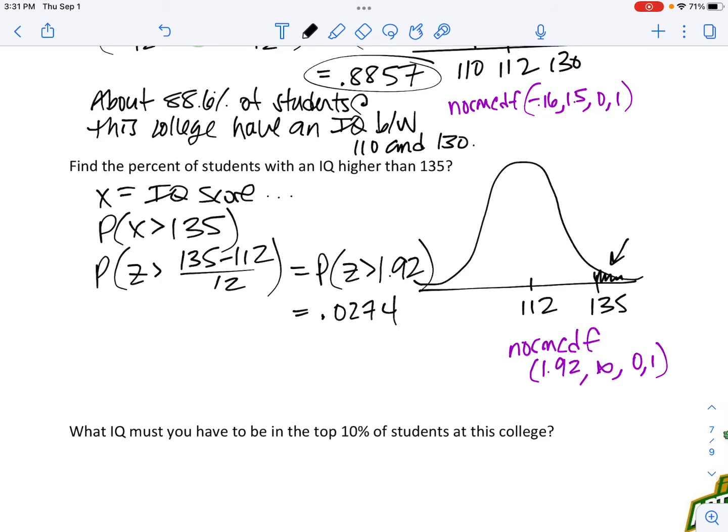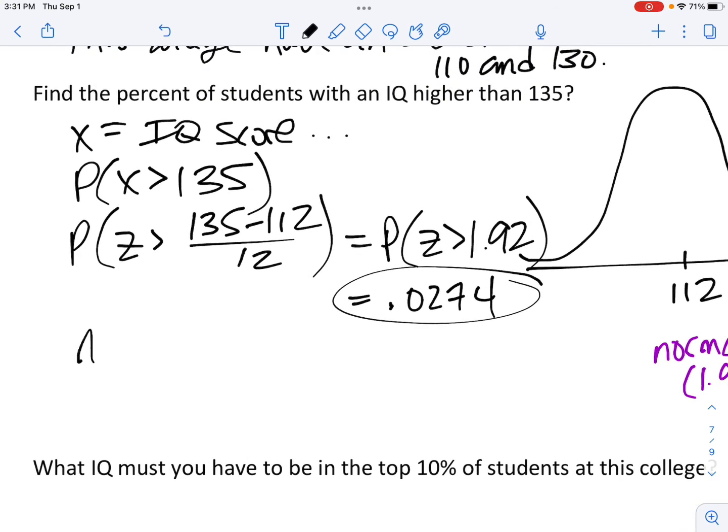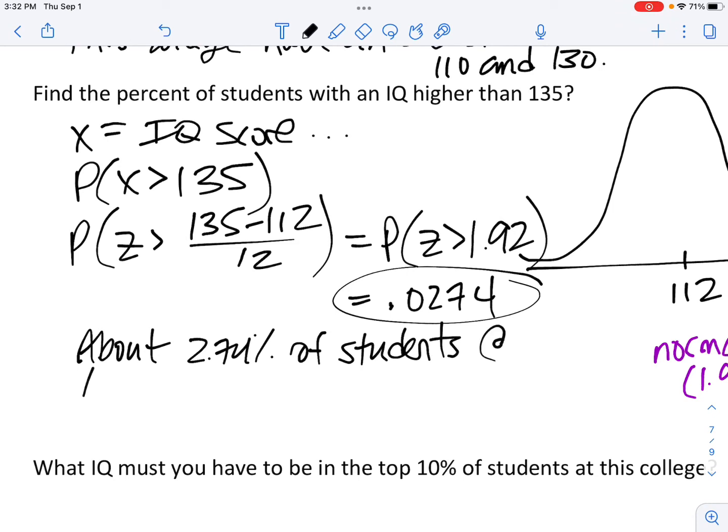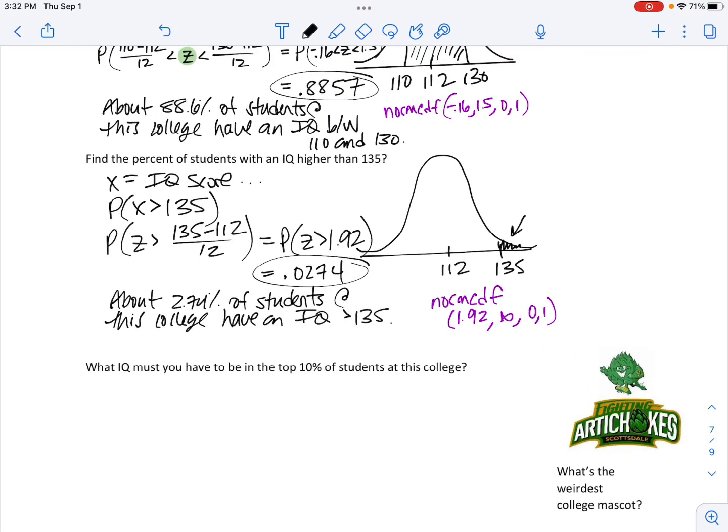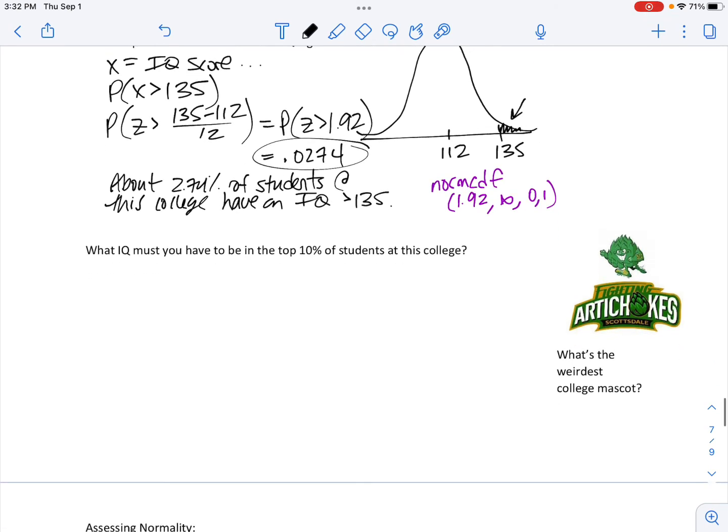Again, what does this numerical answer tell us? About 2.74% of students at this college have an IQ greater than 135. Cool. So 1, 2, and 3 were pretty much exactly the same. Slight difference in the way you type it in because the shaded areas and the bounds looked a little bit different. Number 4 is a little bit different.